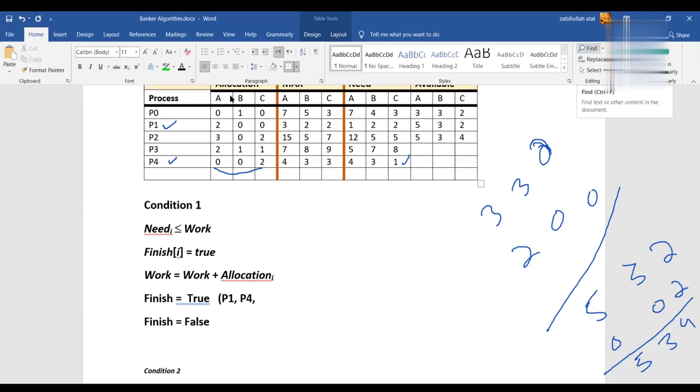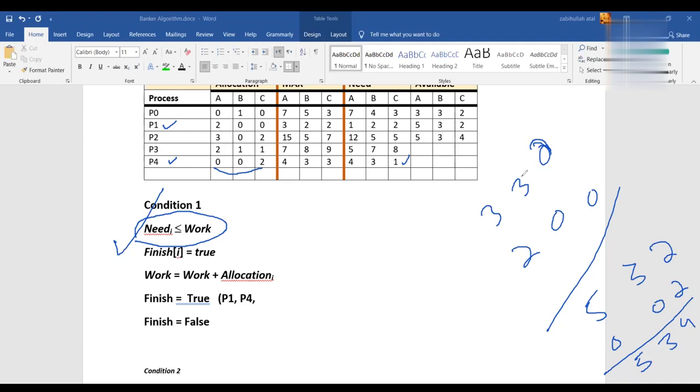Yeah, because the condition becomes true, meaning that P1 and P4 are not in the deadlock. Based on what? Because the available resources qualify this condition. Okay, this need is less than or equal to work. Based on this, P1 and P4 become true.